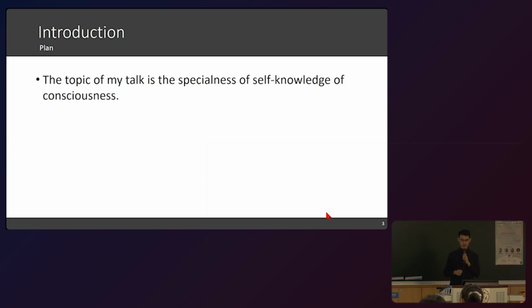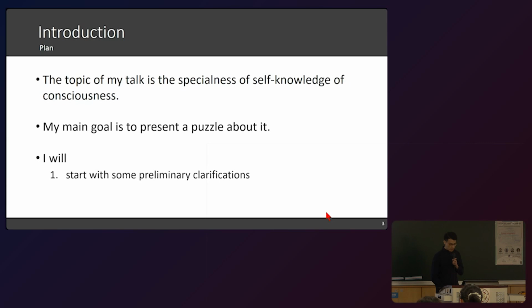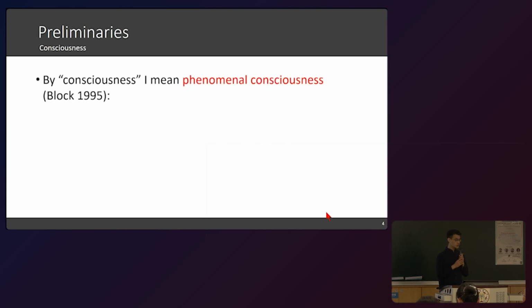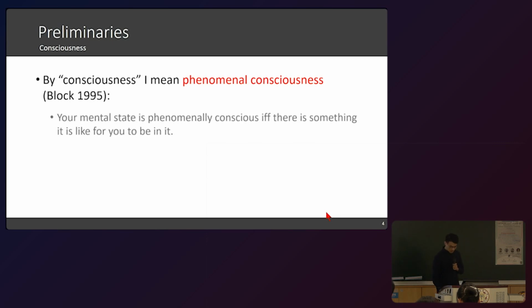The topic of my talk today is this specialness of self-knowledge of consciousness. My main goal is to present a puzzle about it. I'll start with some preliminary clarifications, and then I'll present the puzzle. The first clarification is about consciousness. By consciousness, I mean what Ned Block calls phenomenal consciousness. Very roughly, your mental state is phenomenally conscious just in case there is something it is like for you to be in it.